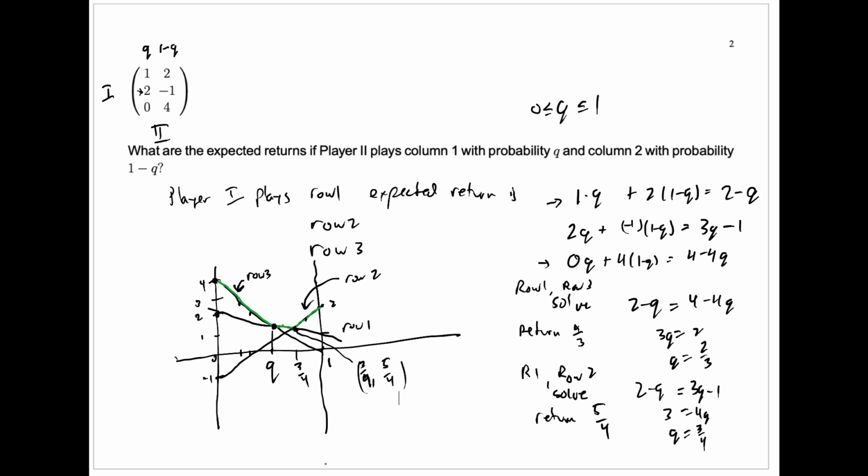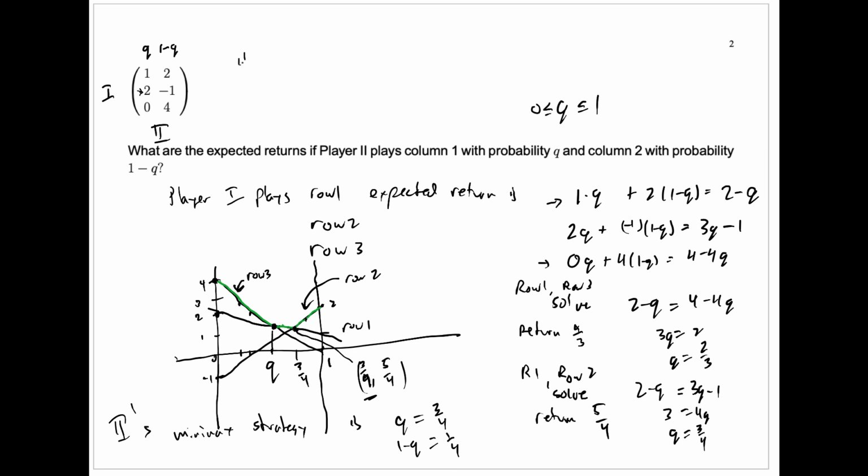What does that tell us? That tells us that the smallest, in this case, payout from player 2 to player 1, that player 2 can guarantee nothing worse than, is 5/4, and that can be guaranteed by picking a value of q equal to 3/4. So that tells us player 2's minimax strategy is to play q equal 3/4. Then, of course, 1 minus q will be 1/4.